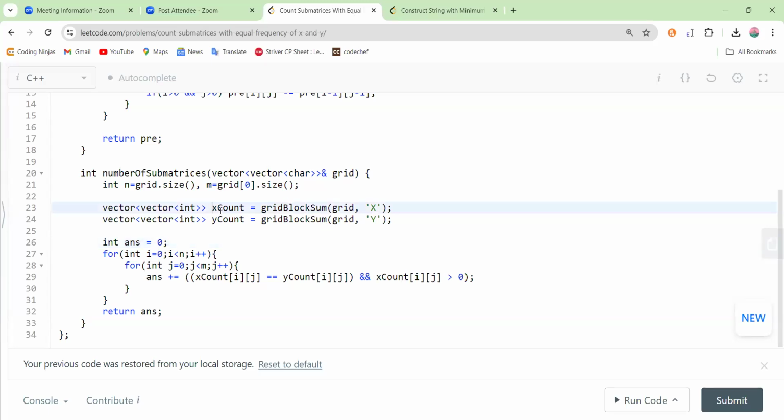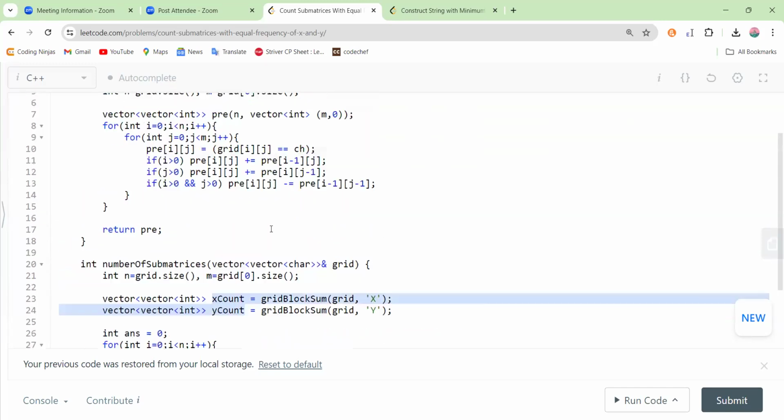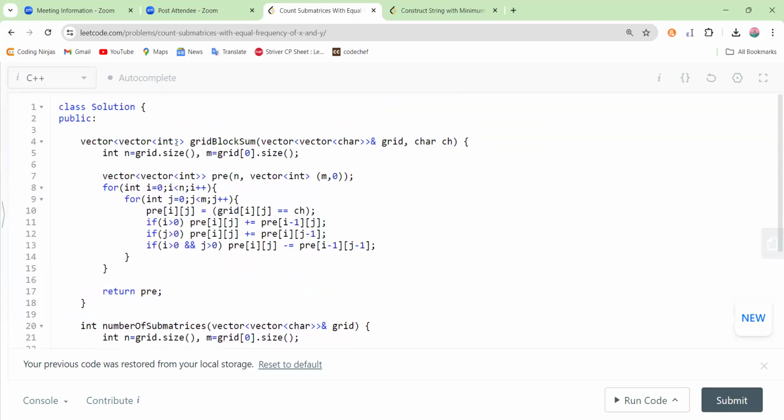And once we have this, then the thing is pretty easy. So let's move on to this function, grid block sum. Okay. So it contains two parameters, the vector grid and the character ch. So we have rows and columns in it. And what we did, we simply constructed a vector of vector int pre of size n cross m that will store the prefix count, and we are going to return this.